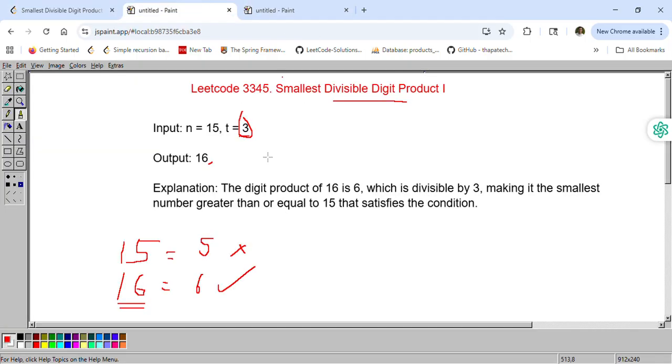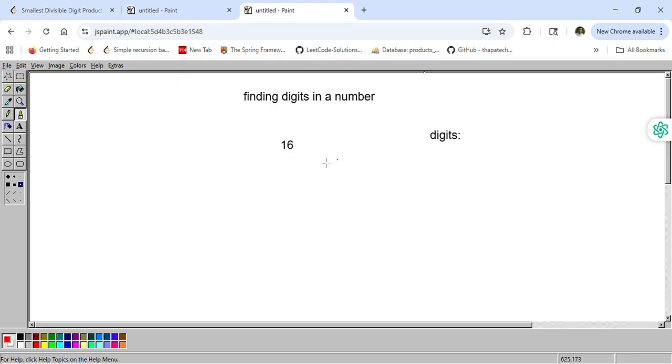Now the interesting part is how we will find the digits product for a number. For example, you have the number 16. You want to find the digits product. What will it be? 1 into 6, because there are two digits here, 1 and 6. That's what we want to find. In the beginning the product is 1.